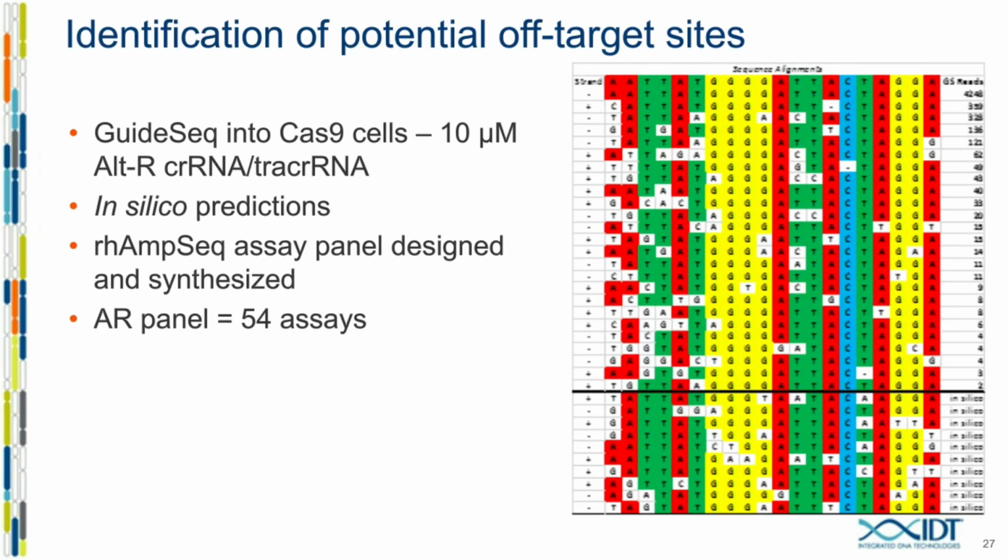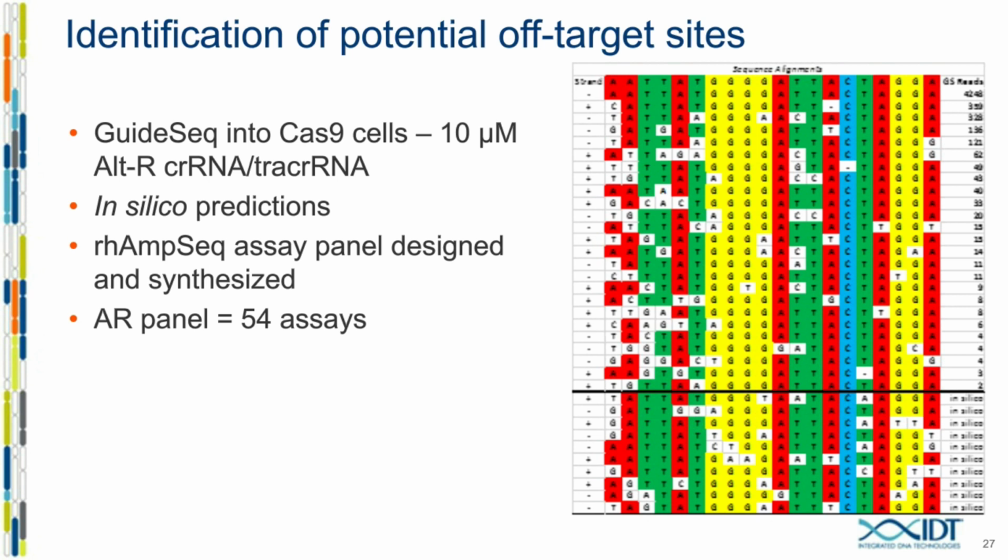Before I move on and show you data of what that looks like, I should mention that rhAmpSeq is not a discovery tool. It's a biased technique. When I say it's a biased technique, it means that we must know what we're looking for when we're performing rhAmpSeq. So in order to do that, we need to use an unbiased technique to inform our panel design. And the gold standard for identification of off-target sites is a method known as GuideSeq.